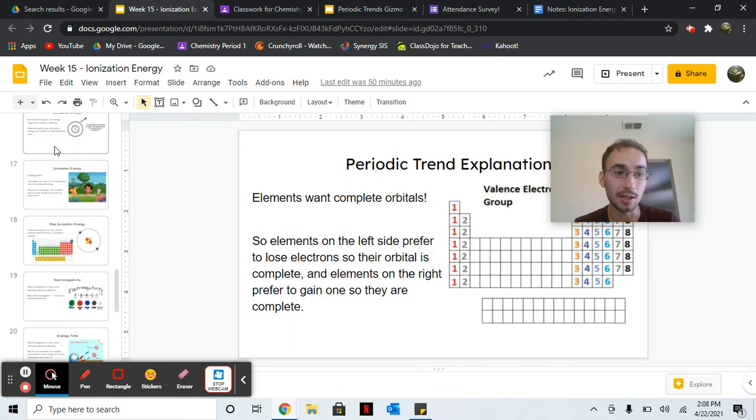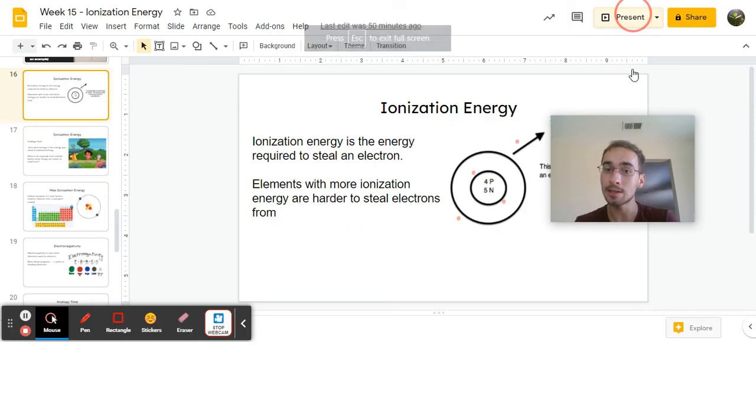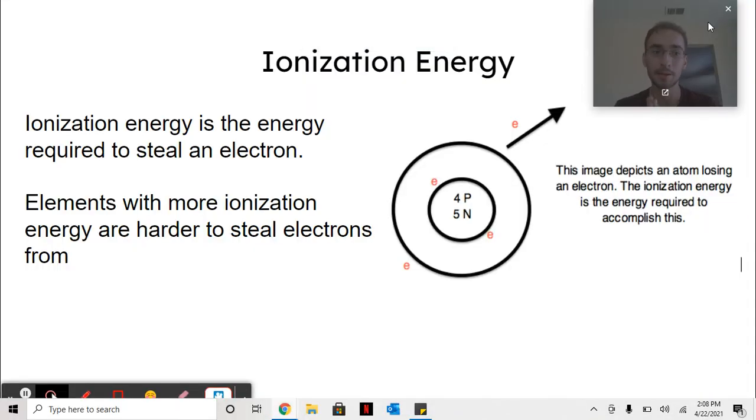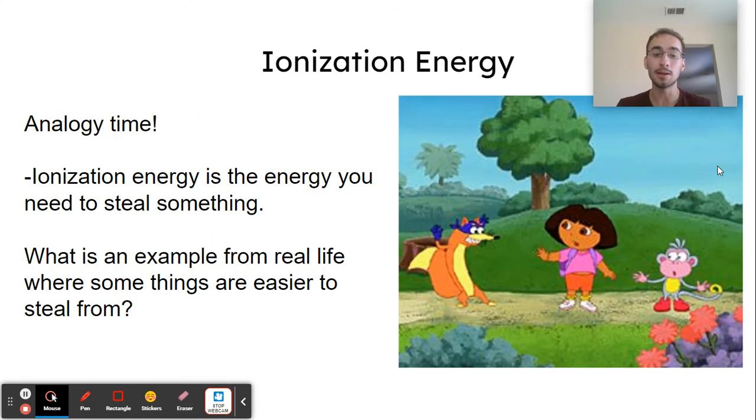So remember, ionization energy is the energy you need to steal an electron. Elements with more ionization energy are harder to steal from, and I want you to come up with an analogy for this. Try to think of something that is harder to steal from and another type of that thing that's easier to steal from. Like one of my students brought up cars. Old cars have very bad security, so that would be like low ionization energy, whereas new cars have a lot more security, so they're like high ionization energy.